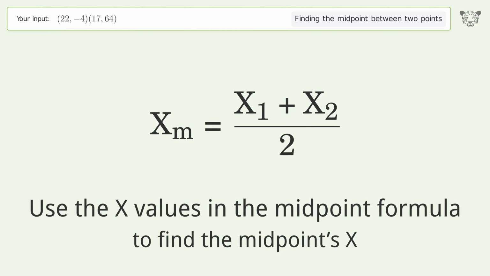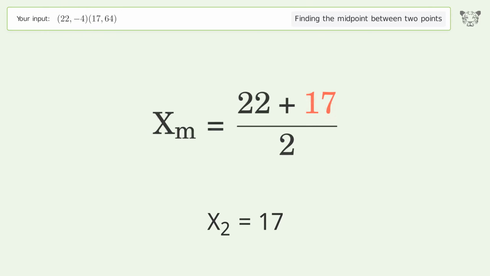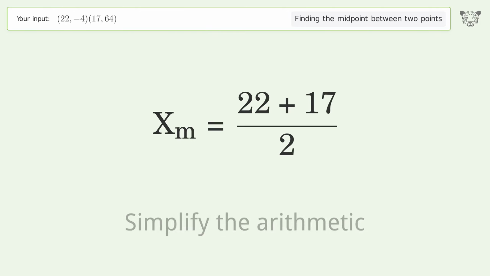Use the x values in the midpoint formula to find the midpoint's x. x1 equals 22. x2 equals 17. Simplify the arithmetic.